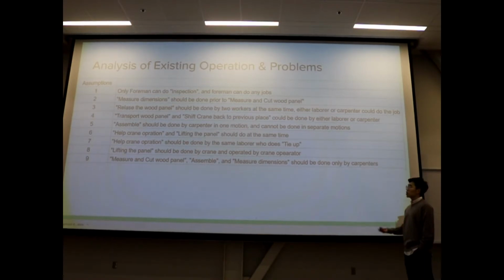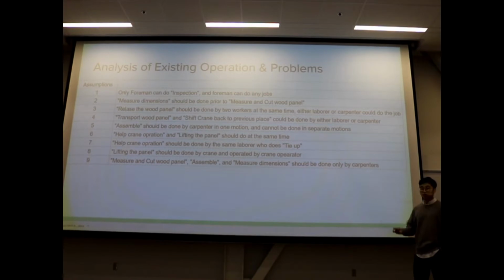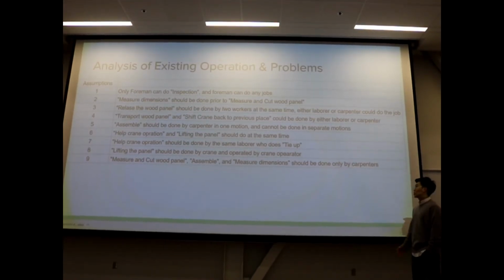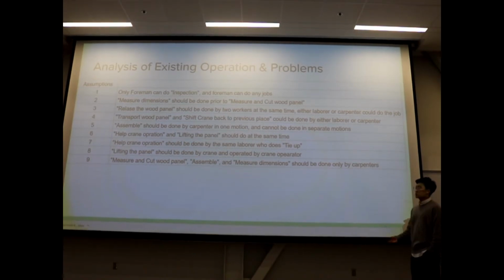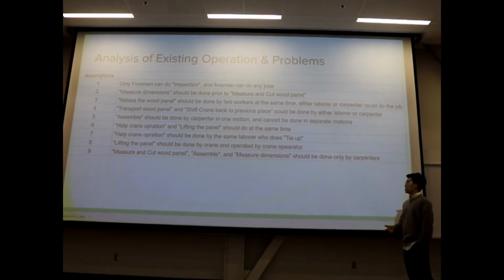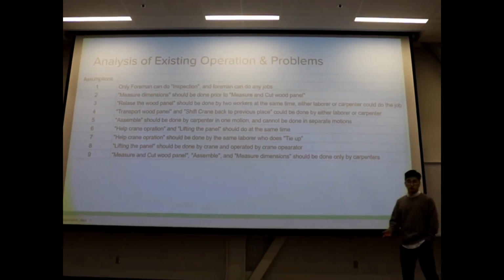Number 7, help crane operation should be done by the same labor who does tie up. And number 8, lifting the panel should be done by crane and operated by crane operator. Number 9, measure and cut wood panel, assemble and measure dimensions should be done only by carpenters.